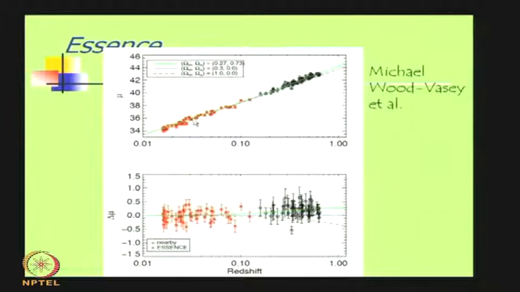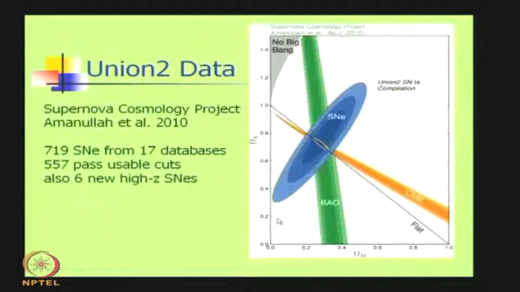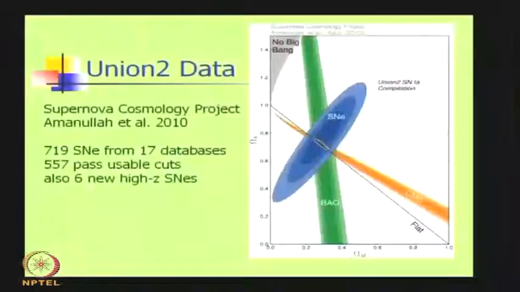Okay, so the results are already coming from these. These are results from the Essence, which I mentioned, and let me show you some other recent data. The data I was showing you earlier was from 2003. These are results from 2010.